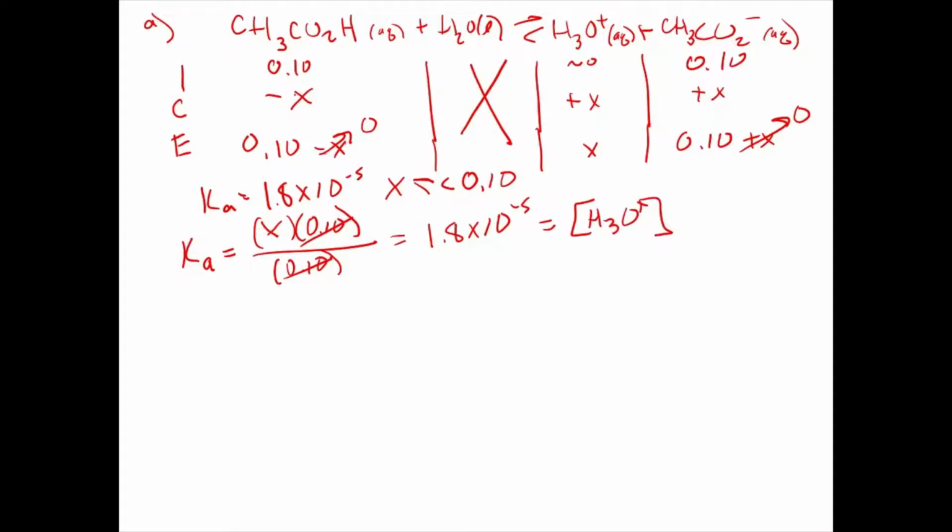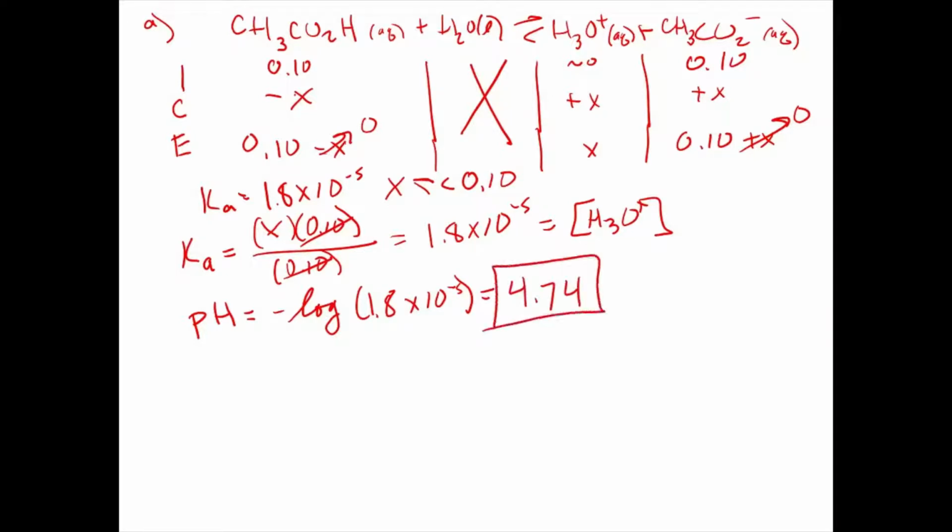So then we want the pH. Part A asks for the pH. That is equal to the negative log of hydronium, which is negative log of 1.8 times 10 to the negative fifth. And this gives us a pH of 4.74. So we've done part A now.